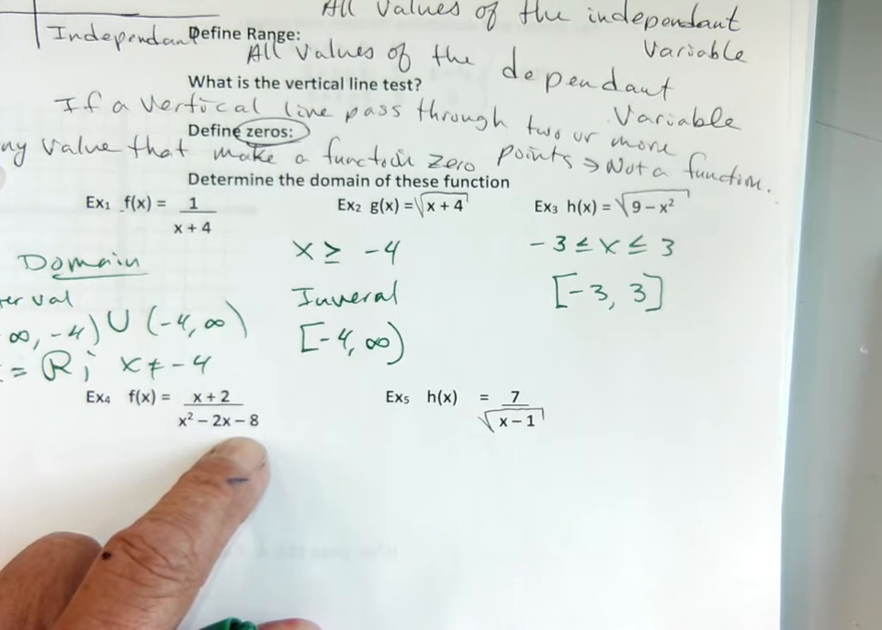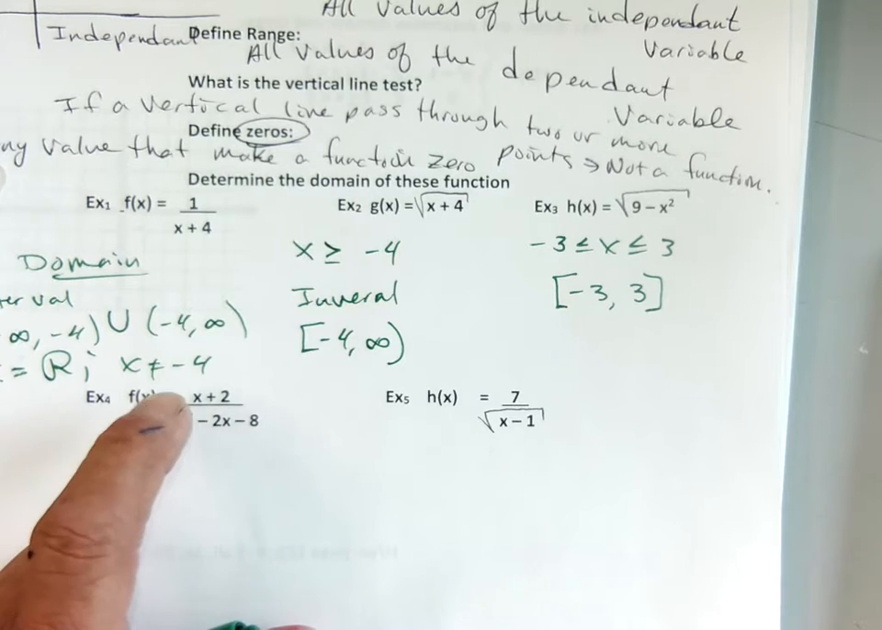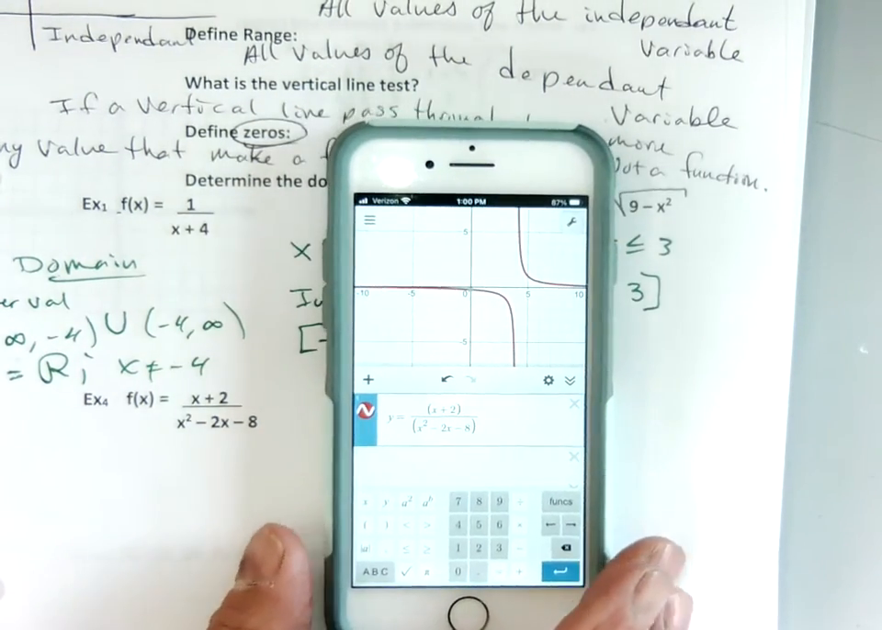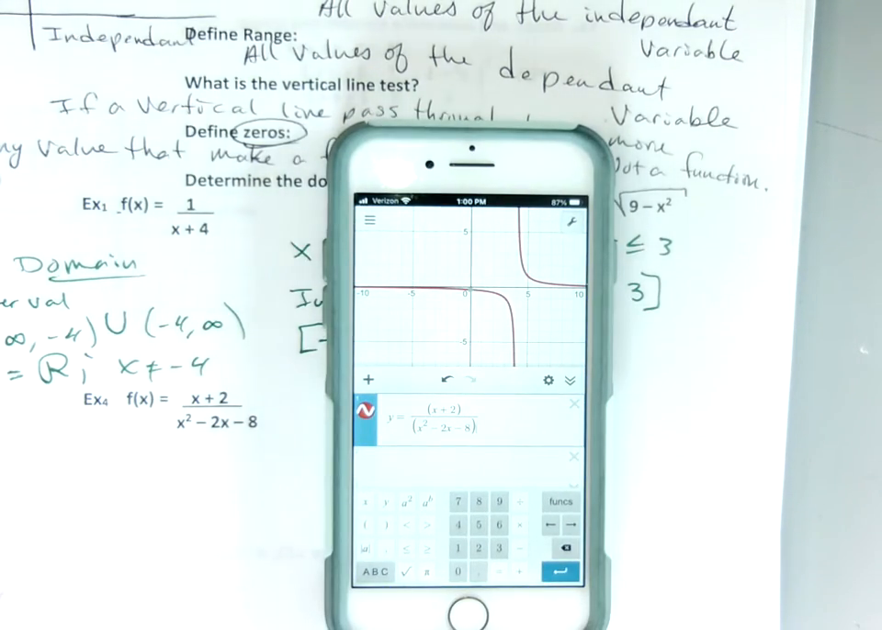Positive 4. Did you do it? Okay. Did you get this? This is what I got. Did you guys get that? So, Doreen, it seems like it's got a problem. Where's the problem at? Huh? 4, right? So 4 is a problem. There's another problem. There's a second problem.